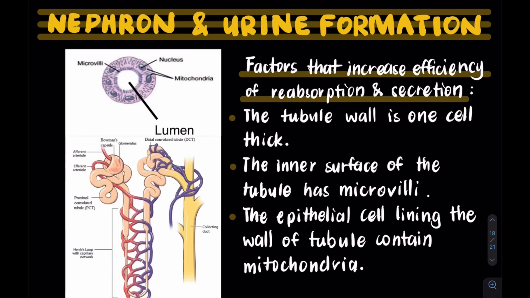Factors that will increase efficiency of both reabsorption and secretion processes are: first, the tubule wall is only one cell thick. This makes the movement of substances into and out of the tube easier. Next, the inner surface of the tubule that faces the lumen has microvilli. This increases the surface area for reabsorption. And the epithelial cells that form the wall of the tube contain mitochondria. This is to form energy for active transport of substances.